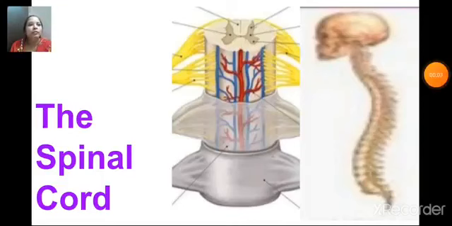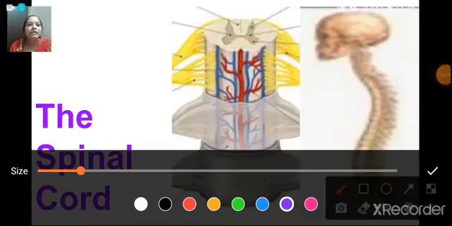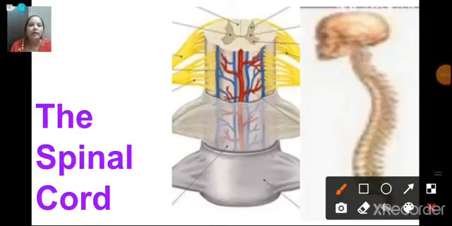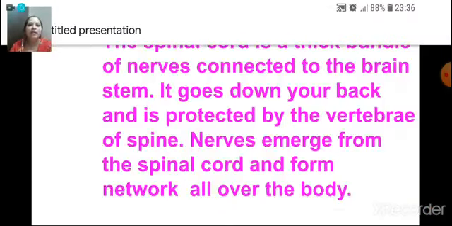Children, we know that the spinal cord is protected inside the backbone, right? So here is the picture of the backbone. Inside the backbone, the spinal cord is protected. Now here in this picture, you can see so many nerves coming out from the spinal cord. Children, the spinal cord is a thick bundle of nerves. Let us see more about the spinal cord.